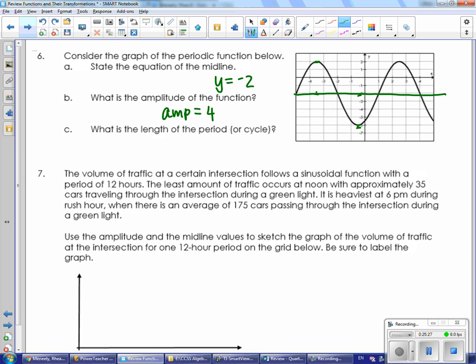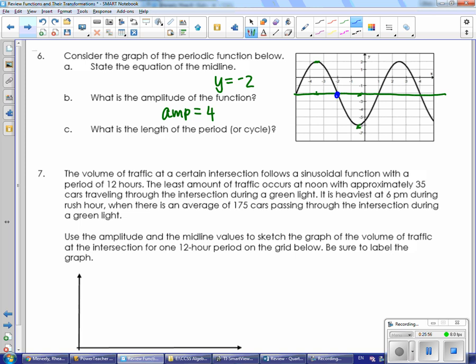And then in letter C, it says, what is the length of the period or the cycle? You'll notice that the x-axis in this case is not marked by values of pi, it's just marked regularly, -1, +1. But I can still find the period by figuring out how long it takes to complete one cycle. You want to figure out nice, easy points to calculate where your cycle starts and where it ends. And it's a little bit hard because of the way this graph is shifted.